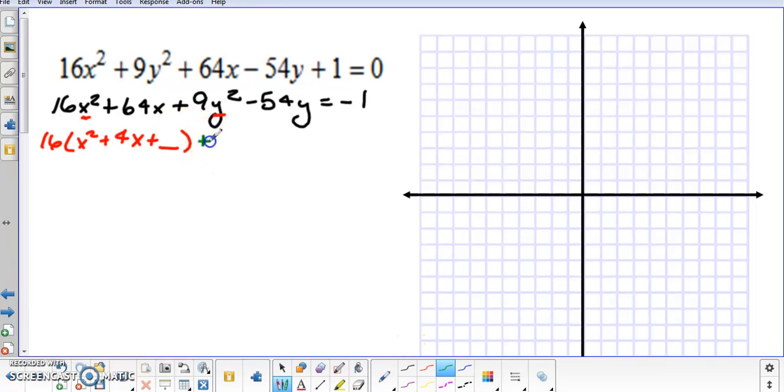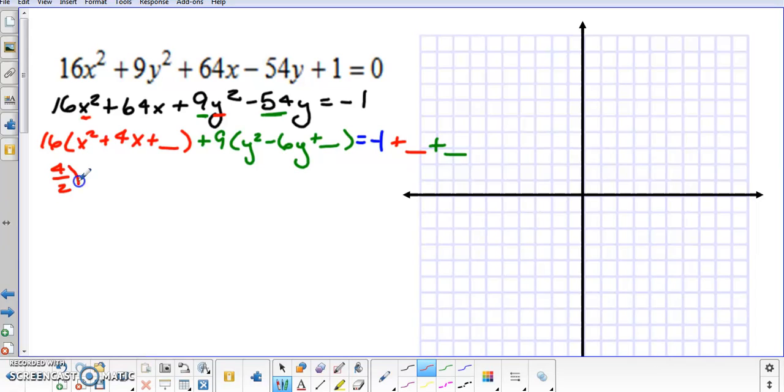Likewise right here with this one, I'm going to pull out a 9 out of both of these. So now I've got 9y squared, and that's going to be minus 6y. And I'm going to go ahead and put a blank in there. And then that's going to equal negative 1 plus blank plus blank.